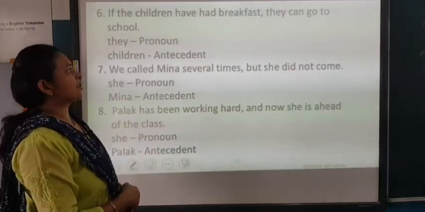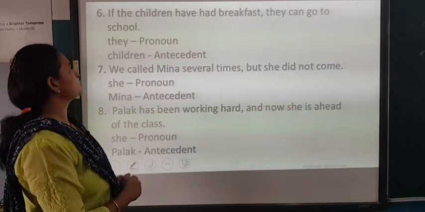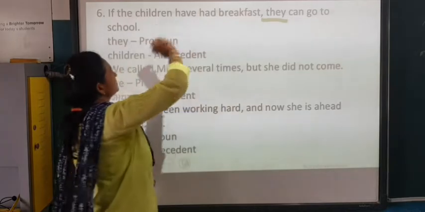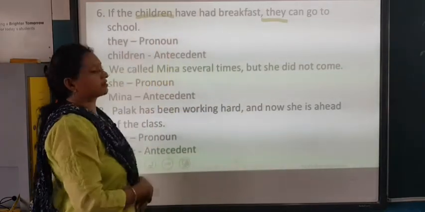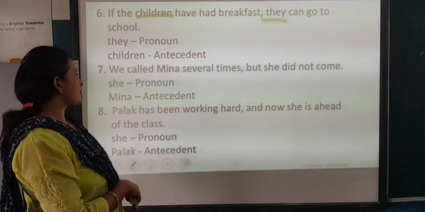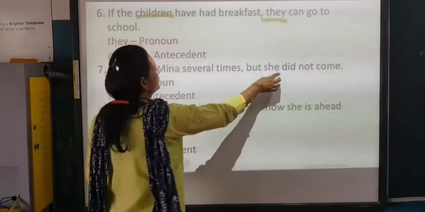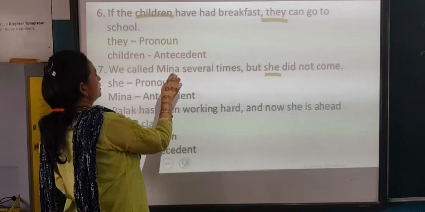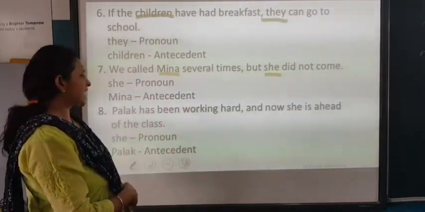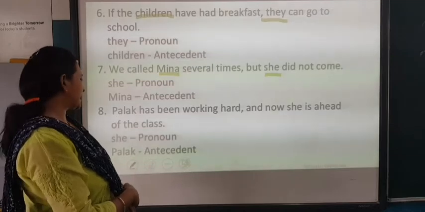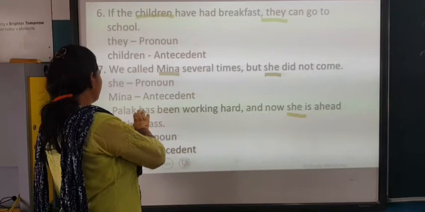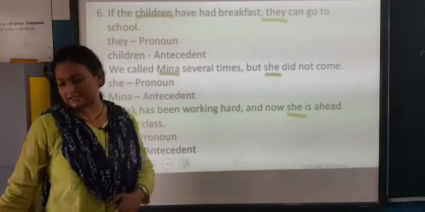If the children have had breakfast, they can go to school. Now the pronoun here is they and they is talking about children. So children is the antecedent. We called Meena several times but she did not come. So the pronoun is she and she is for Meena. So Meena is the antecedent. Palak has been working hard and now she is ahead of the class. She is the pronoun and she is for Palak. So Palak is the antecedent.